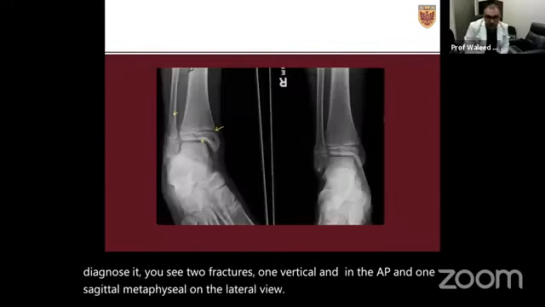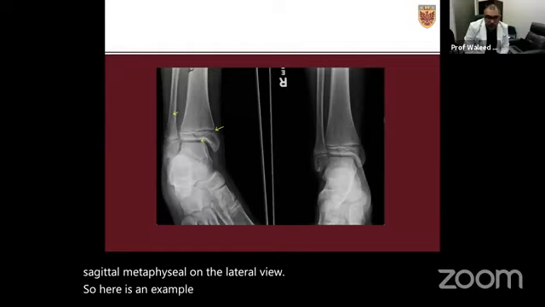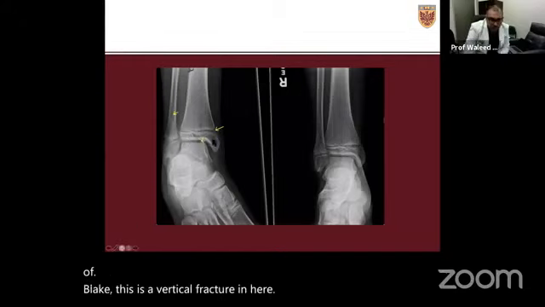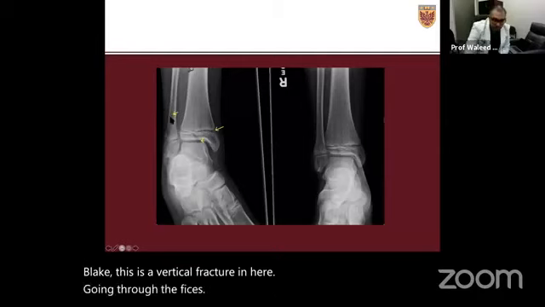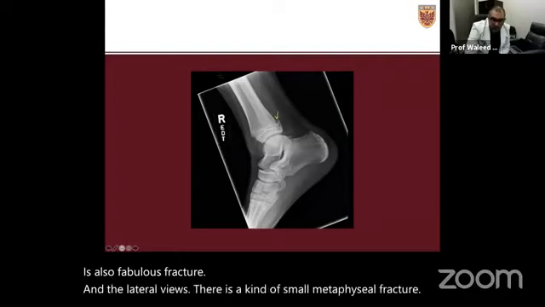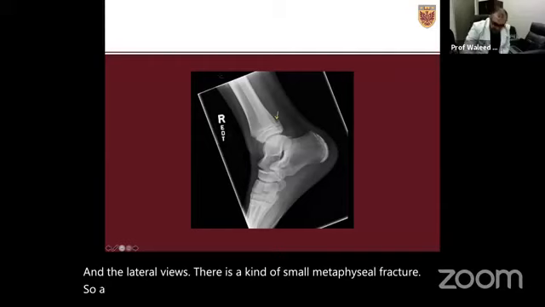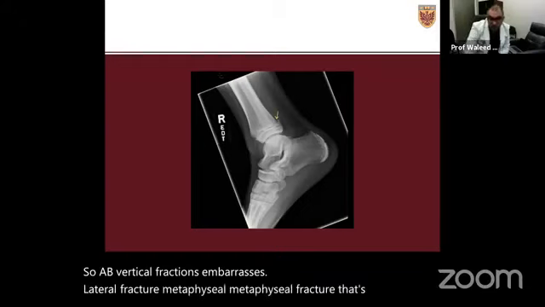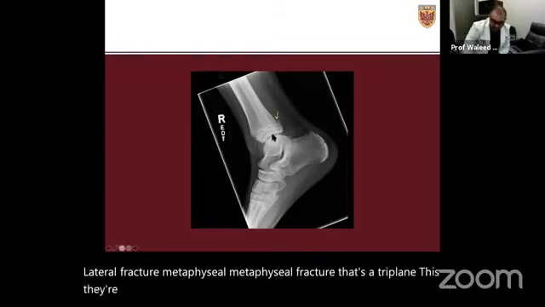So here is an example of a fracture. It's more medial, so it's kind of oblique. You see the vertical fracture in here, going through the physis. There is also a fibula fracture. In the lateral view, there is a kind of small metaphyseal fracture there. So AP, vertical fracture in the epiphysis, lateral view, metaphyseal fracture. That's a triplane. They're all connected together through the physis.